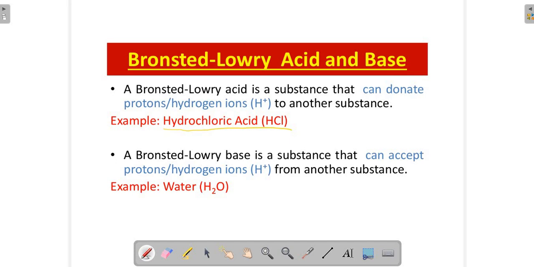Similar to the Bronsted-Lowry acids are the Bronsted-Lowry bases. These are those substances that can accept protons or hydrogen ions from another substance. Means such a substance which can accept protons or hydrogen ions from another substance is known as a Bronsted-Lowry base, for example water. Let's see how hydrochloric acid and water behave as an acid and a base.